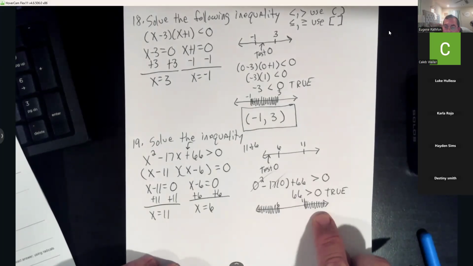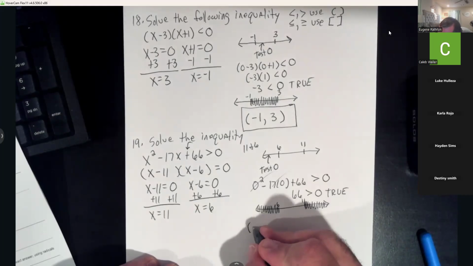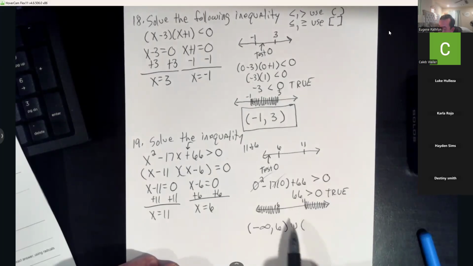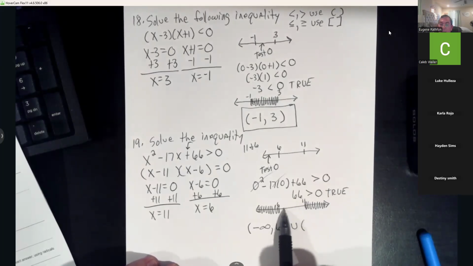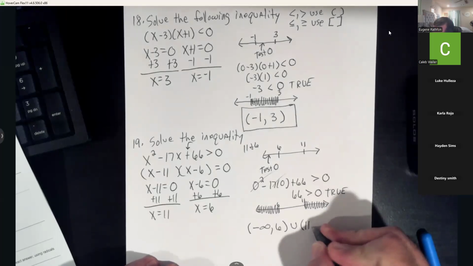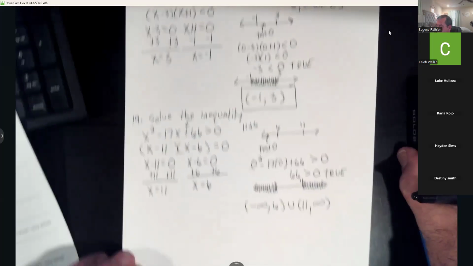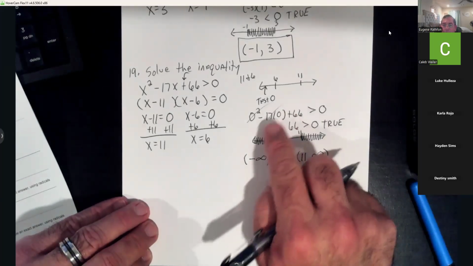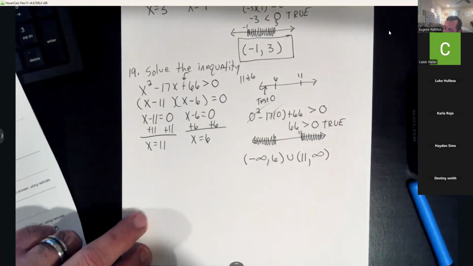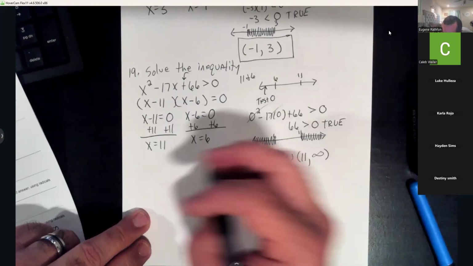So now, interval notation for this one. It starts at negative infinity until it gets to 6. And then we'll union. We can't do 6 to 11 in here because that part's not shaded. We've got to start at the 11 and go towards positive infinity. Okay, y'all? So if you're shading the ends, you're going to have negative infinity at one end, positive infinity at the other. But do not include 6 to 11 because that's not shaded.